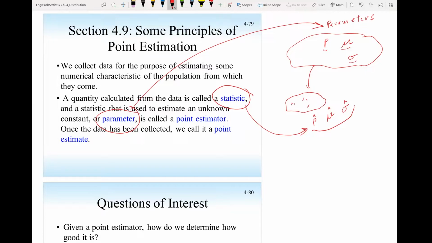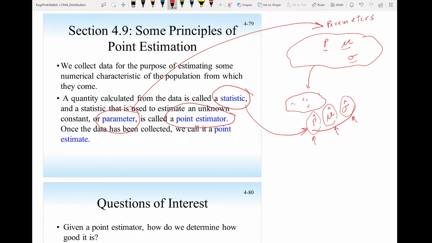Now, how did we get to the values of these statistics? We probably use a certain algorithm or mechanism to estimate and come up with specific values for p hat, mu hat, sigma hat. This algorithm, we call a point estimator. Why point? Because you are assigning a single value to each one of them. So that is a point. And the algorithm itself, we call an estimator.